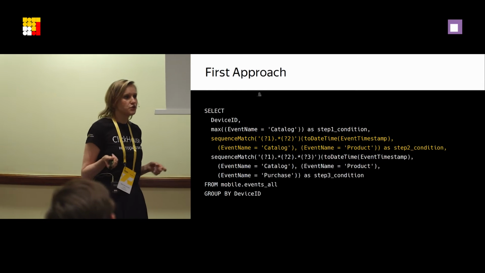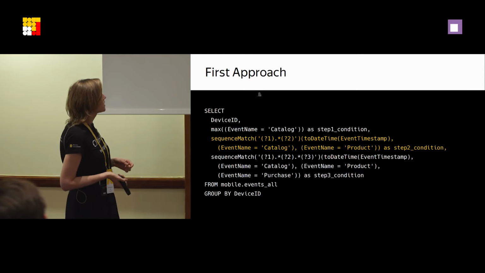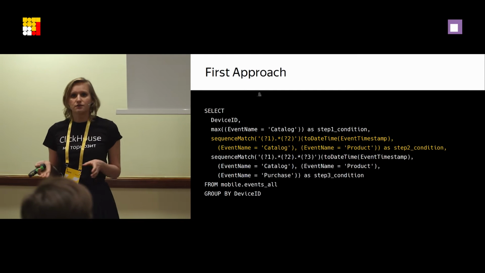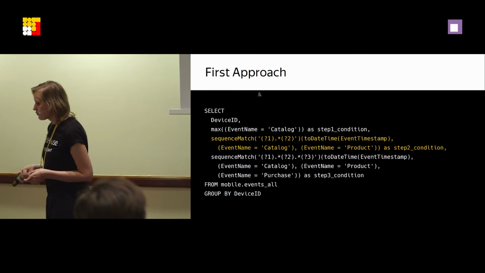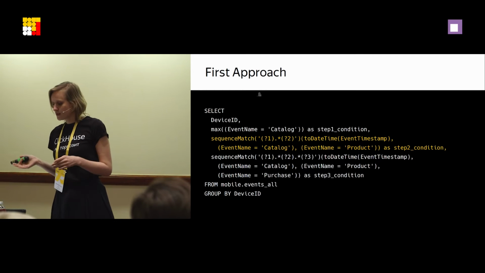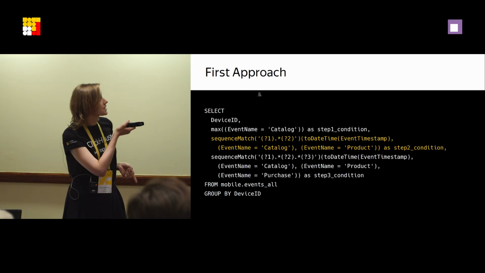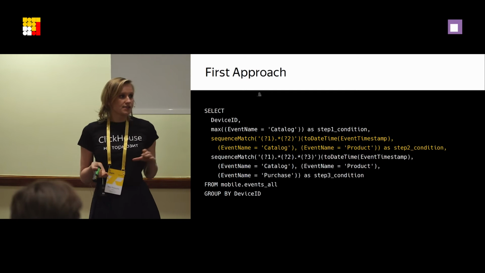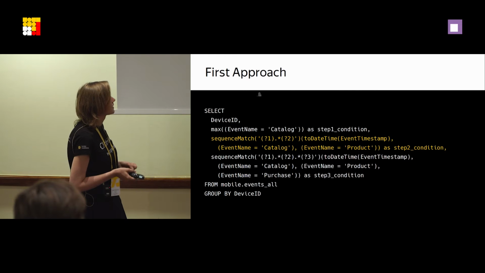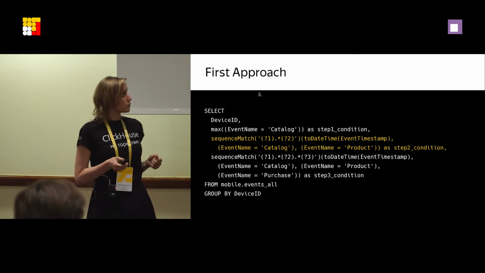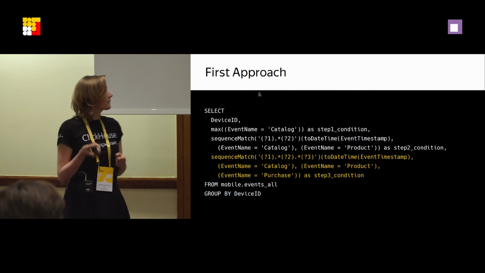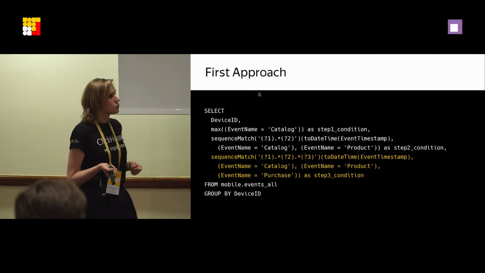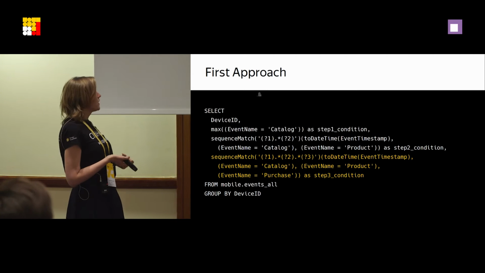For the second step, we need to use the sequenceMatch function, and the first argument here is the pattern. A pattern is something like a regular expression, but for event sequences, and this one just tells that there should be the first event that matches the condition that event name equals catalog, then any other events in between, and the second event that matches the condition that name equals product. And a similar query for the third step. We just added one more event to our pattern and one more condition.